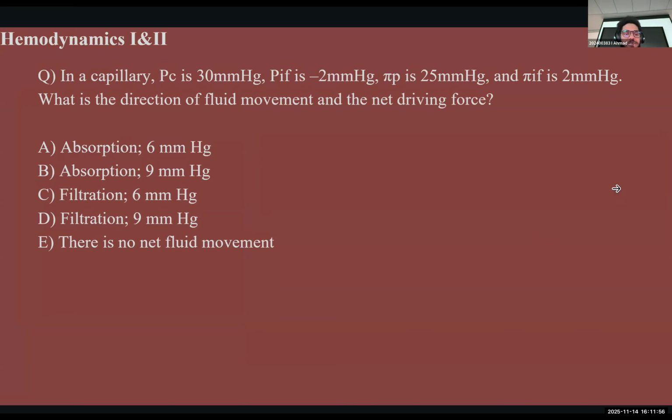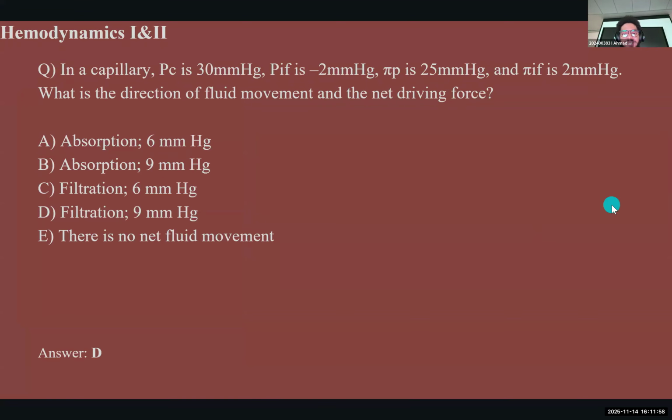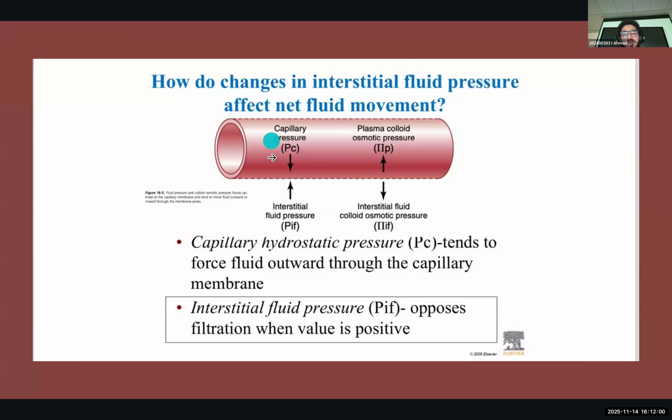Assalamu alaikum. So yeah, indeed the answer is D. And this is how it solves it. When we're talking about osmotic movement, we've got 4 pressures or 4 factors that we need to keep in mind. There's the capillary pressure, the plasma colloid osmotic pressure, the interstitial fluid pressure, and the interstitial fluid colloid osmotic pressure.